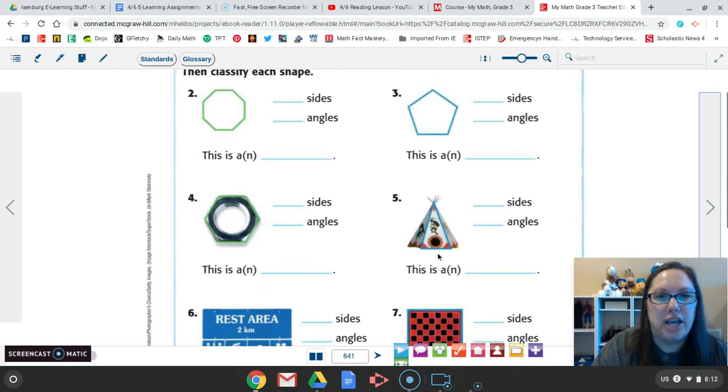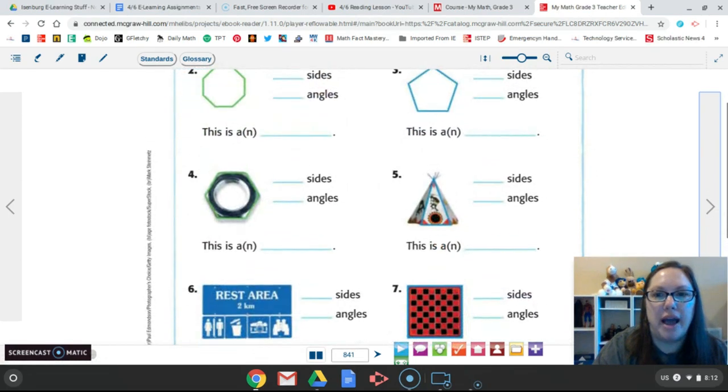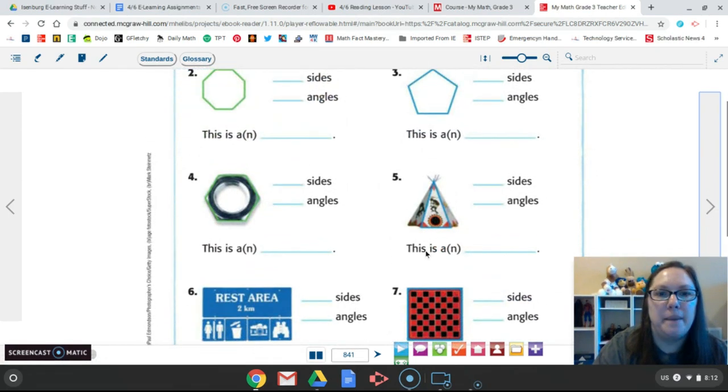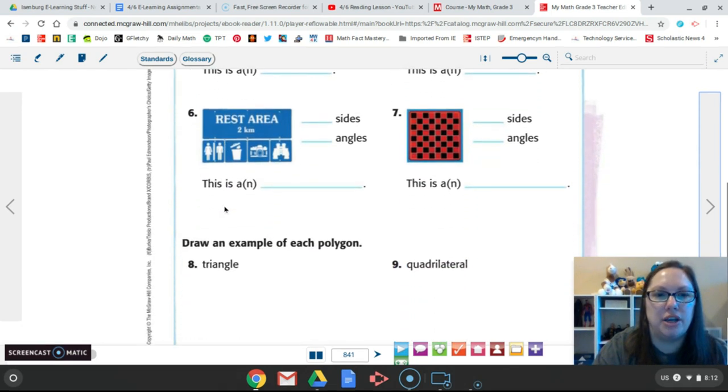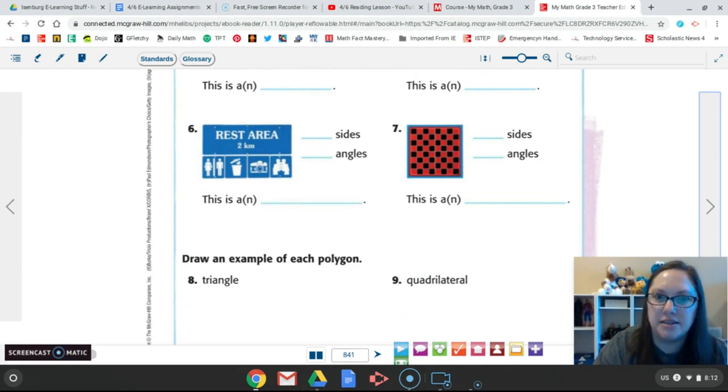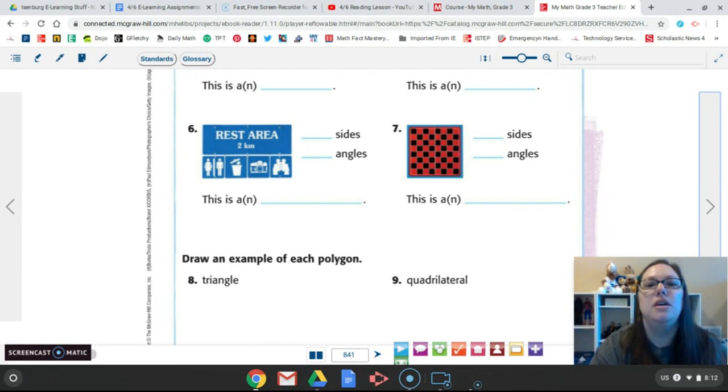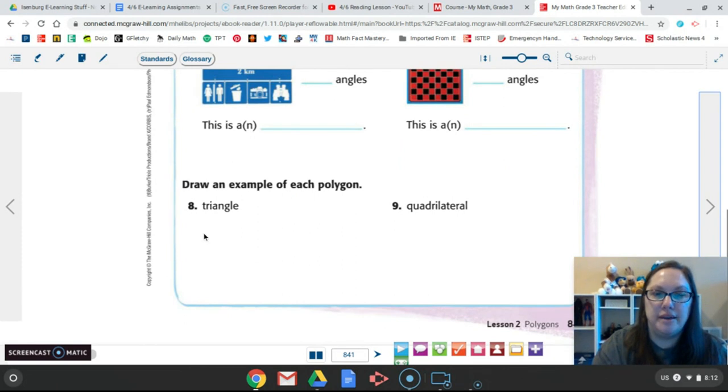Go to page 841. There are some more practice problems here. Make sure you pay attention to the outline of the shape, but you're just going to go through the same thing here. How many sides? How many angles? Remember, the angles are found in the corners of the shape. That's where the angles are, so you're counting the corners when you're counting the angles. Then they want you to draw an example of a triangle and a quadrilateral. I'm going to kind of skip through that.